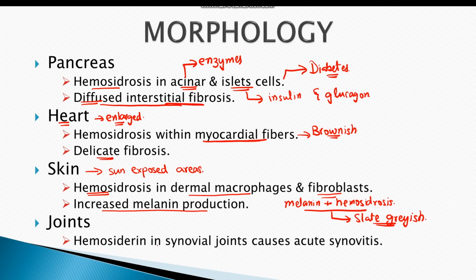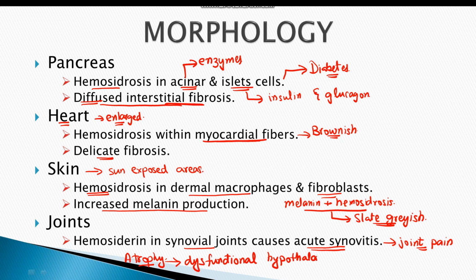Hemosiderin deposits in the synovial joints result in acute synovitis, which is clinically determined by joint pain. Moreover, there is also atrophy of the testes. One thing to remember is that there is no deposition of hemosiderin inside the testes, but the atrophy is actually occurring due to a dysfunctional hypothalamus pituitary axis, which results in decreased production of gonadotrophins, and as a result there is atrophy of the testes.